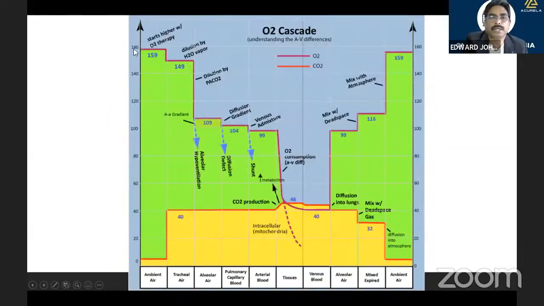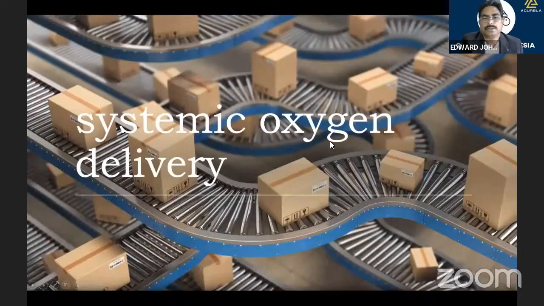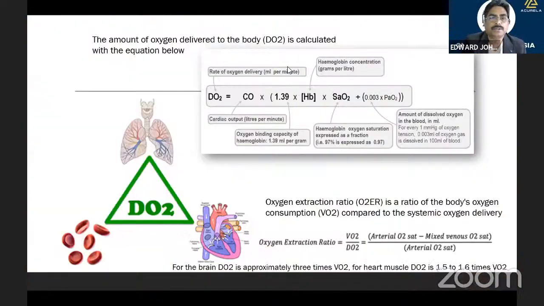So far we have learned how the oxygen partial pressure falls from the atmosphere down to the mitochondria and back to the atmosphere. Now the more important part of this discussion is systemic oxygen delivery. You know the oxygen delivery is cardiac output times your oxygen content. The most important is that the oxygen content is 20 ml, and your cardiac output is 5 liters, so 1000 ml will be delivered to the tissues.